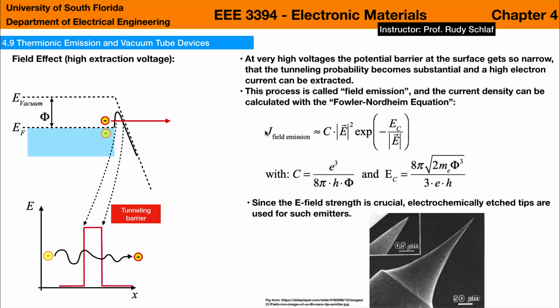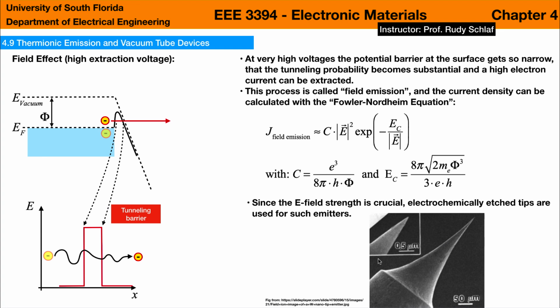The current density of this process is calculated with the Fowler-Nordheim equation, and in that equation we multiply a constant that contains the work function with the electrical field squared, and then in the exponential function here we compare essentially a term that contains the work function with the applied electrical field. And so the stronger the field, the stronger the emitted current density.